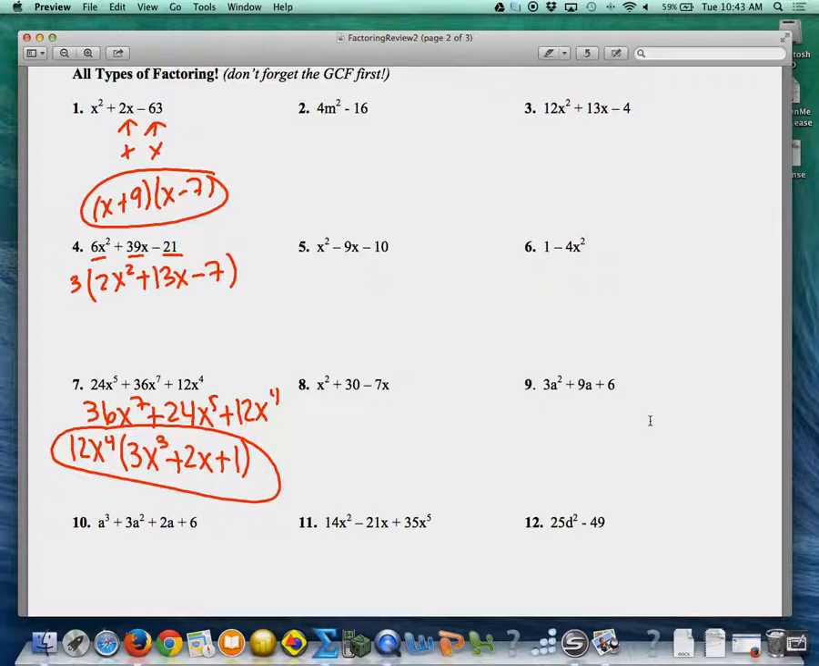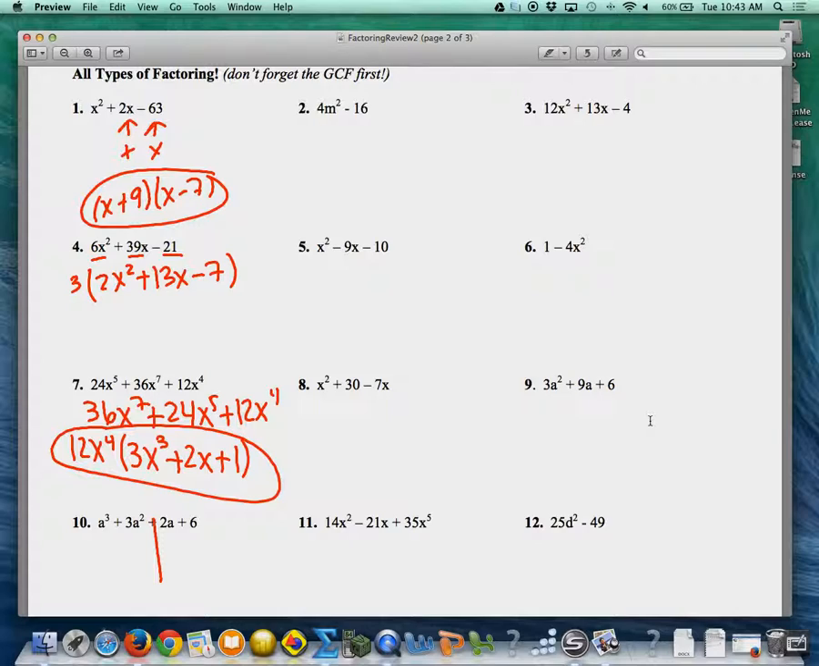Okay, problem 10. How is problem 10 different than anything that you've done? It has a different variable. Even more important than that, though. It has 4 terms. Any idea what to do when you have 4 terms? You pair them up. So remember when we did the split the middle on the previous page, you ended up with 4 terms and then you put it down the middle? Same thing here.